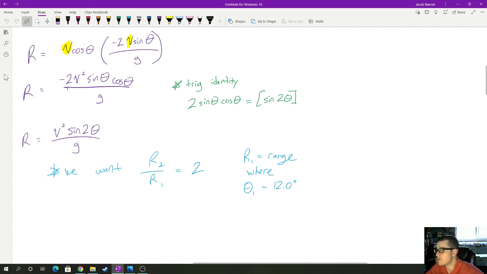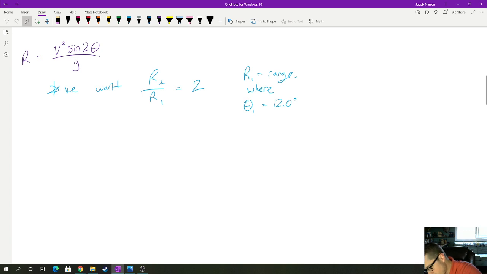So I think you guys probably know what's coming. Now we can do this. All right, and it's going to get super fancy. R2, okay, so this would be our doubled range, is now going to be equal to V squared times sine 2 theta 2, I'll explain that in a second, all over G.